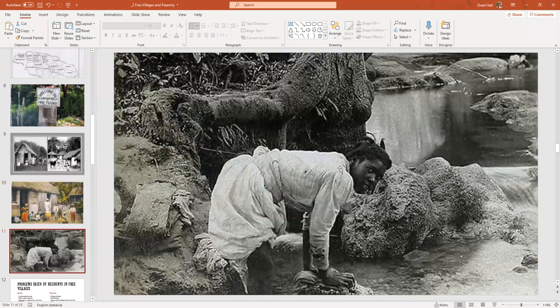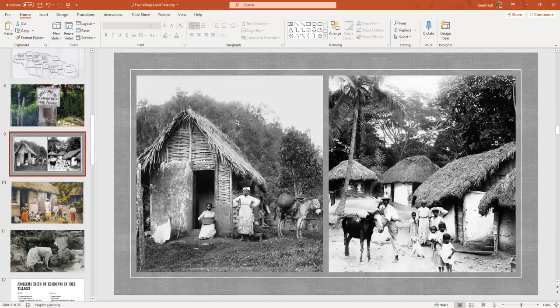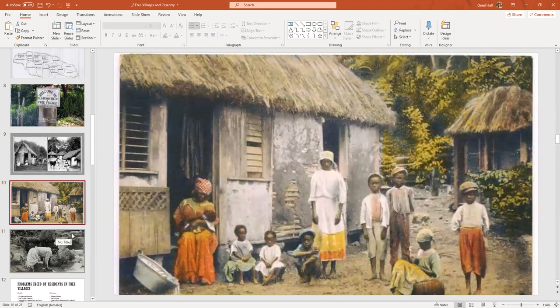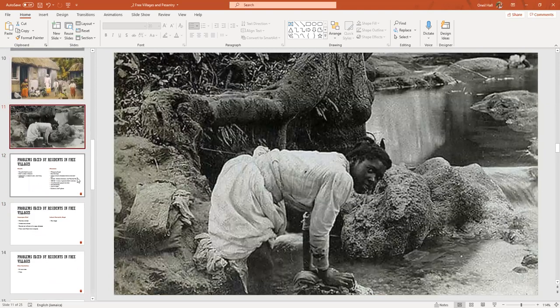This is a young lady in the river washing. That's where our ancestors used to go after slavery. And these pictures, ladies, are actually pictures that were taken in 1890. Cameras did exist. So these pictures are from the 1890s. This one is black and white, but somebody actually colored the picture.